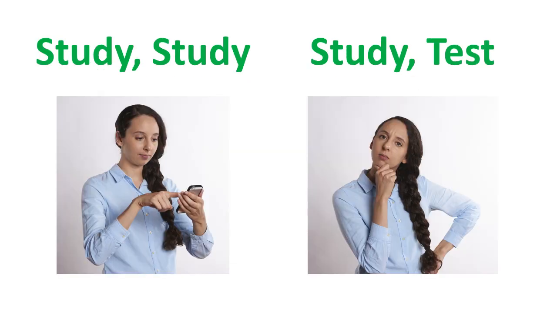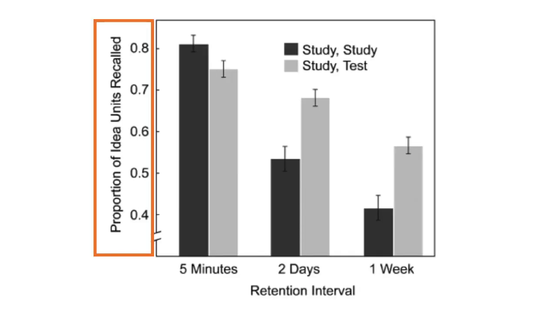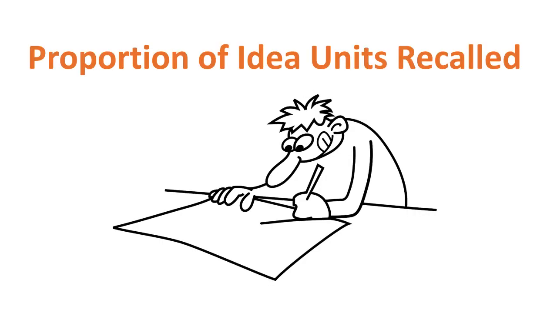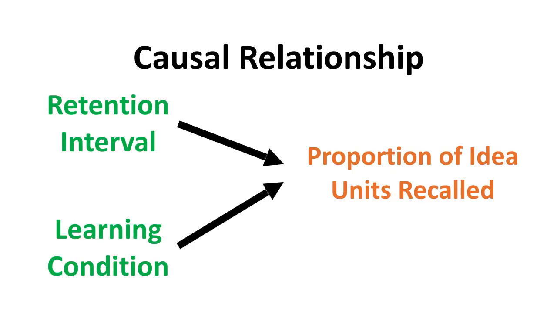The other manipulated variable is learning condition, meaning whether participants were assigned to learn by rereading the passages or by practicing recalling information by taking a practice test. Our dependent variable is proportion of idea units recalled, meaning how well they did on the final recall test for the material studied. Since the researchers are making changes to retention interval and learning condition and seeing how these changes affect performance on the recall test, they are examining causal relationships between the independent variables, retention interval and learning condition, and the dependent variable, recall accuracy.